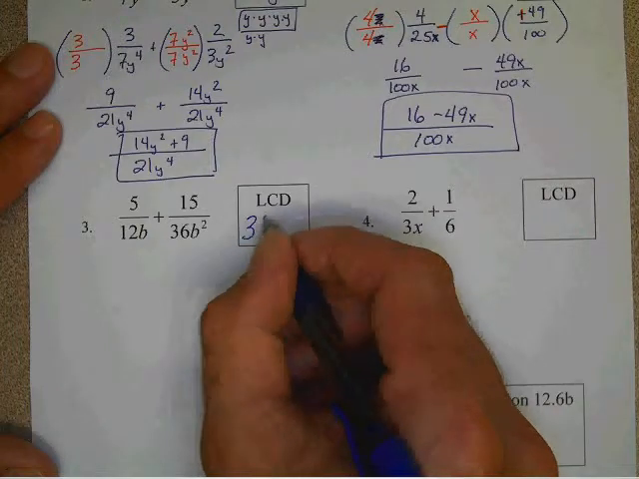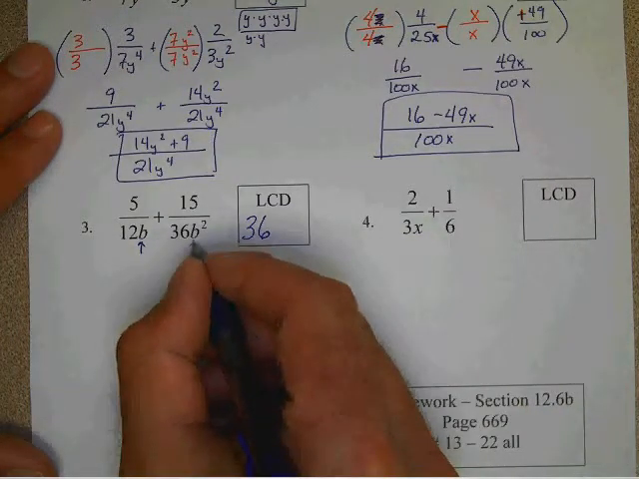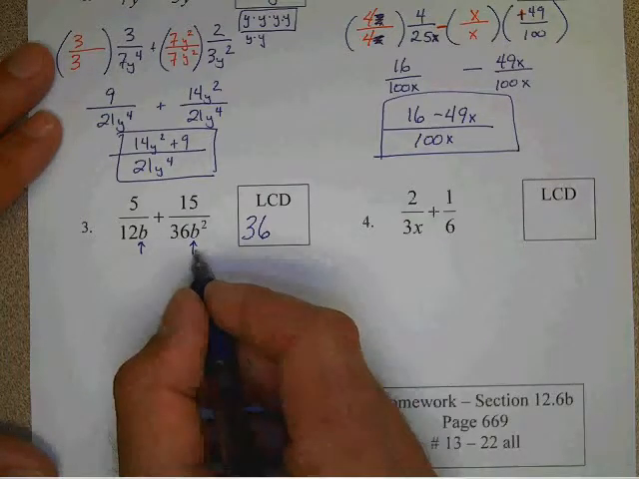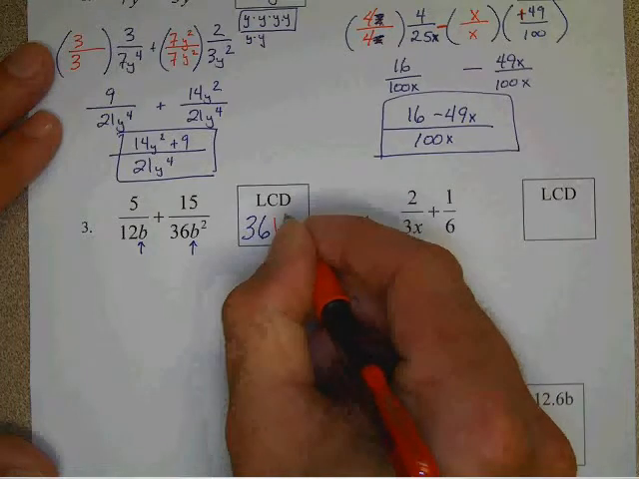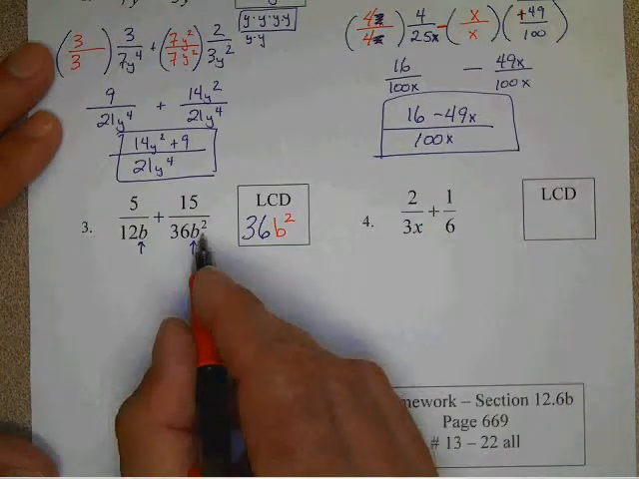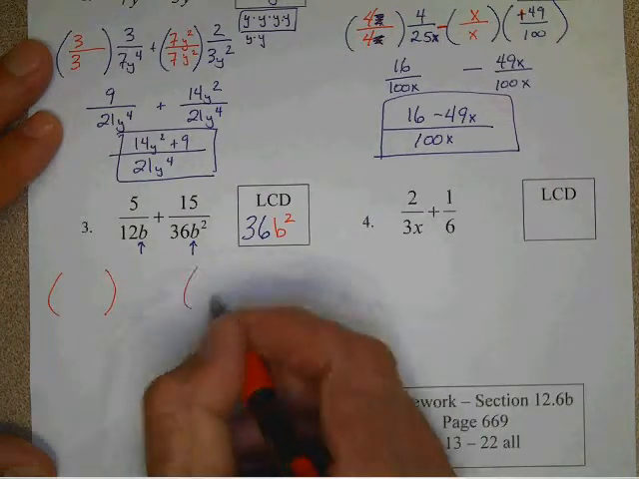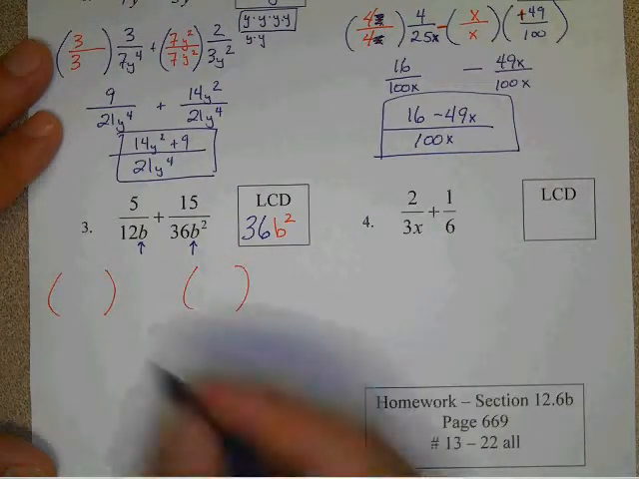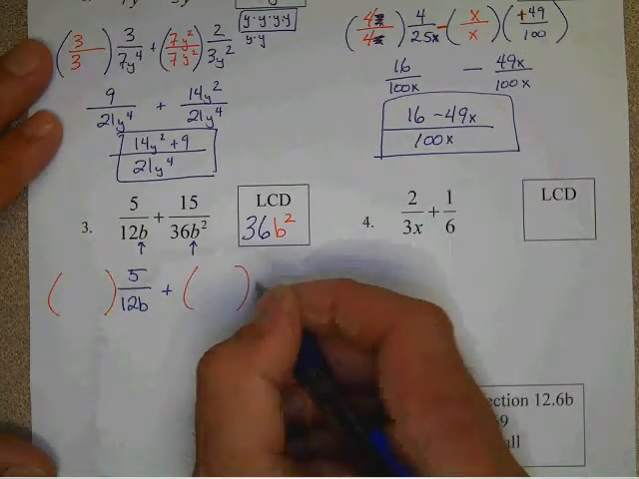Hopefully you said 36. Now let's focus on our b's. We have b here and b squared there. Between the two b values, b squared, the higher one, is the common denominator. So what we're going to do is set this up in such a way that we need to figure out what we need to multiply by as our missing portions.